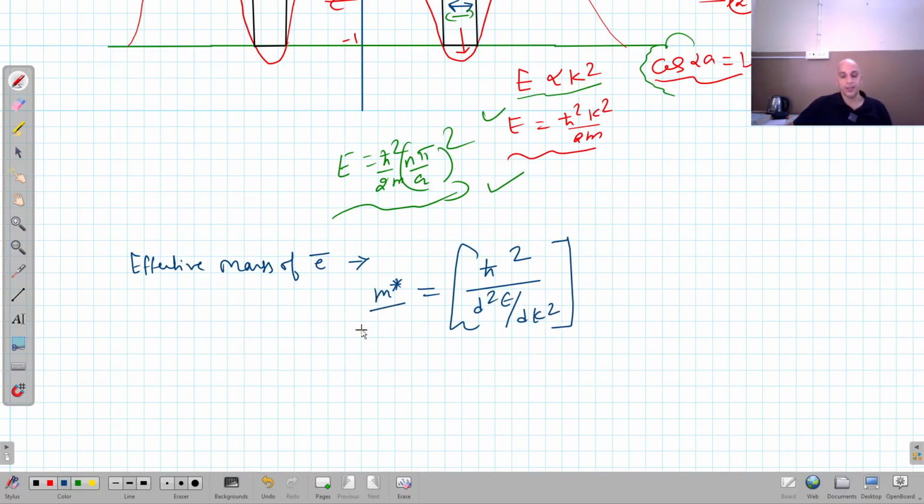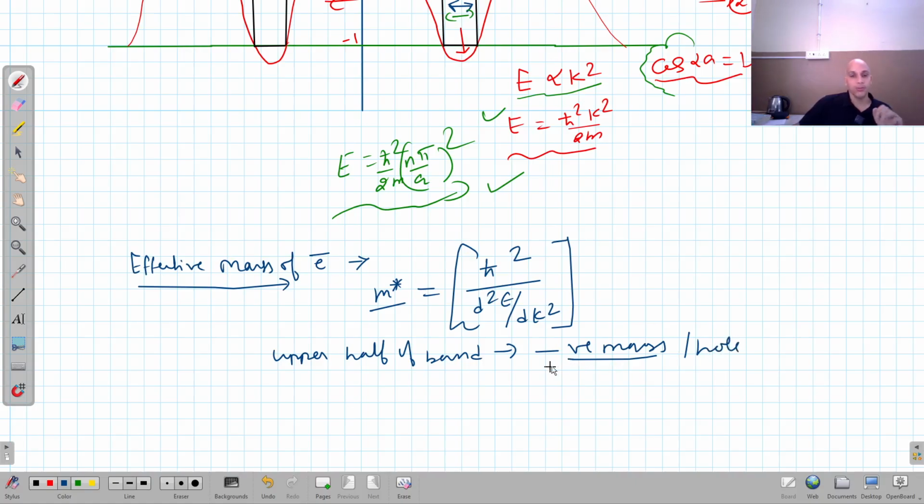M star, we call it effective mass. And a very important result that we found from the effective mass of electron discussion graph is that in the upper half of the band, it is behaving like a particle with negative mass, right? Or we can say so as a whole also. So we have to remember it. In the lower half of the band, it is behaving like a particle with a positive mass, right?